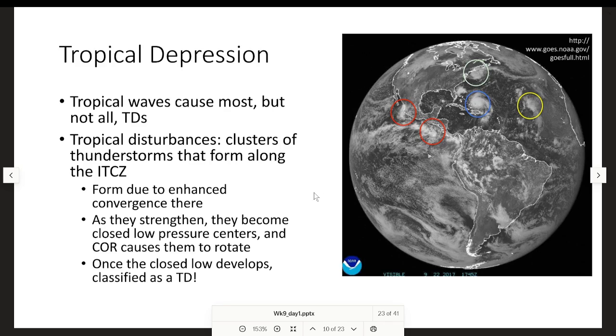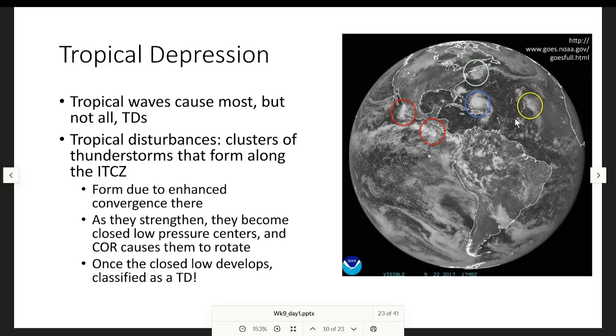Okay, tropical waves cause most but not all tropical depressions. Tropical disturbances are clusters of thunderstorms that form along the ITCZ. So remember, intertropical convergence zone? That's that zone where the two Hadley cells meet, and usually it's around the equator. But it can meander north and south depending on the season.